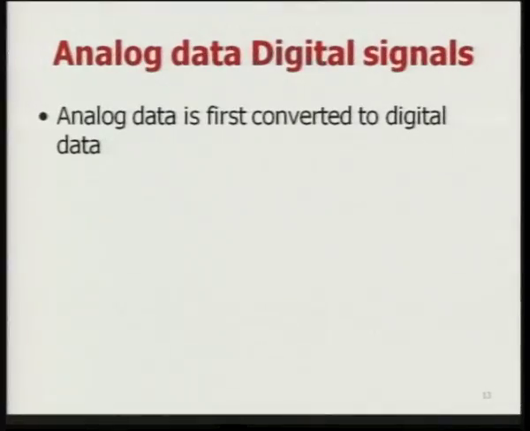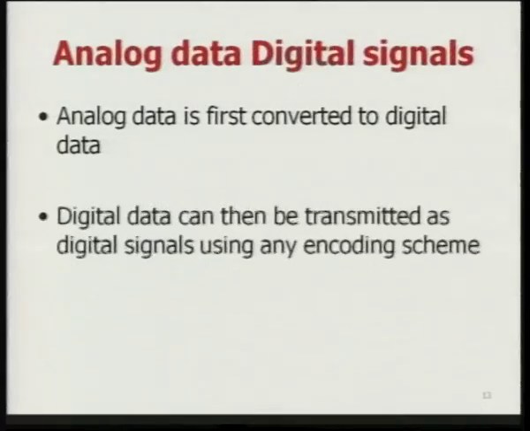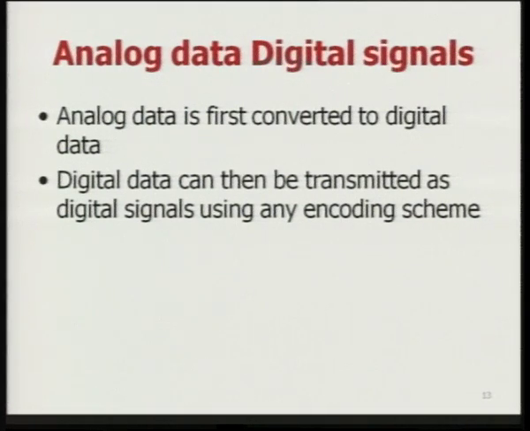Anyway, coming back to digital signals, analog data being represented as digital signals, because we are more and more moving towards digital communication, we need to know how analog data also get transmitted as digital signals. So, what do we need to do in order to transmit analog data as digital signals? Analog data is first converted to digital data, that is the first step. The second step is that the digital data can then be transmitted as digital signals using any encoding scheme. In a previous session we have already looked at how digital data can be transmitted as digital signals using encoding schemes. So, once you have converted your analog data into digital data, it can be transmitted using any of the encoding schemes which are available for transmitting digital data.